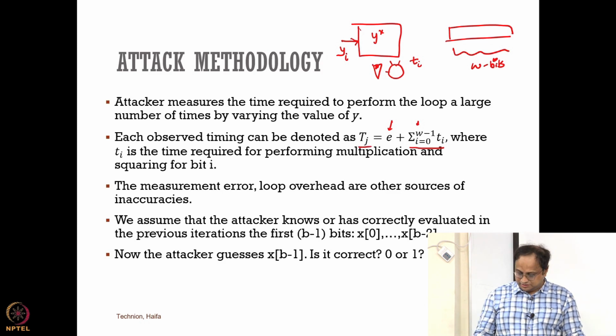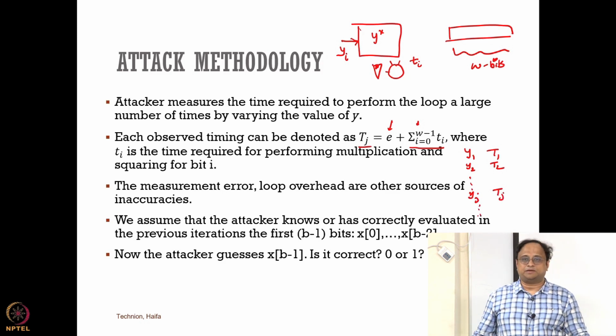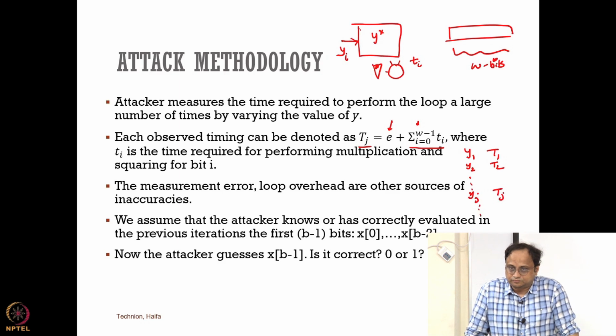That means the first time I am doing the decryption with input y1, my time is t1. The second time I am doing y2, the time is t2, and so on. The jth time I am doing, the time is tj. This is the statistics that I am accumulating as an adversary.